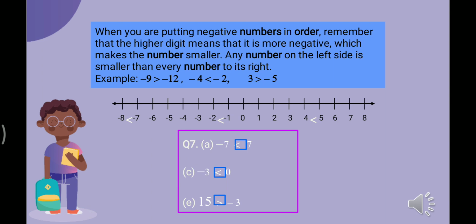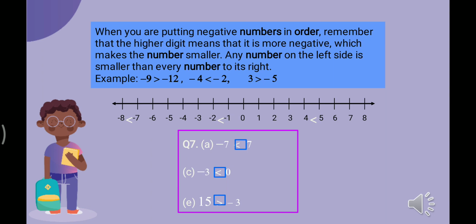In C part, we have the numbers minus 3 and 0. We know that minus 3 is on the left-hand side of 0, and every number on the left-hand side is less than the number on its right-hand side. So minus 3 is less than 0.